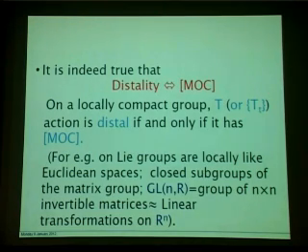So suppose G is this group and H is a compact normal subgroup. If the action is invariant, then if the action on G is distal, is the induced action on G by H distal, and conversely. And the same thing for minimal orbit closure.